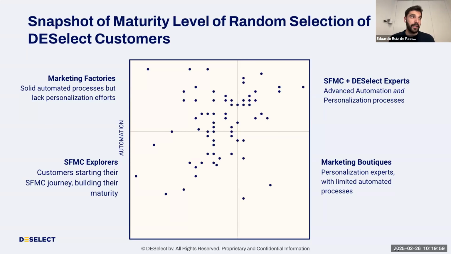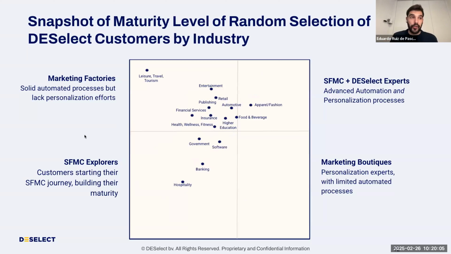So again, very interesting, very different from one another. And in terms of aggregated data per industry, this is what we've seen. Again, based on the answers we get, this doesn't mean that all hospitality customers are there. It means that from our perspective, from what we've seen so far, this is where they sit. And again, here it's very interesting to see how each industry thinks about this axis, right?